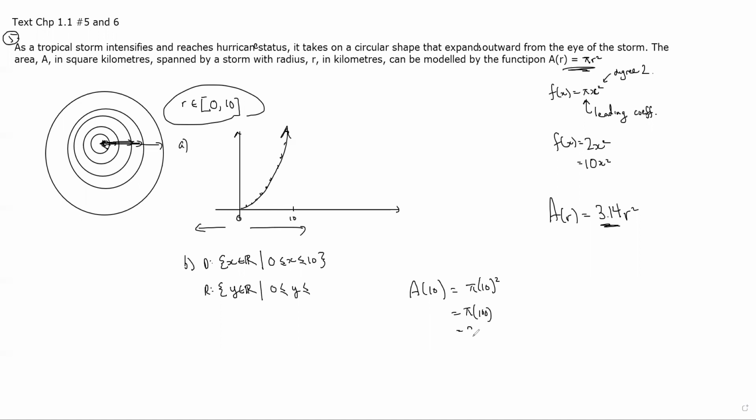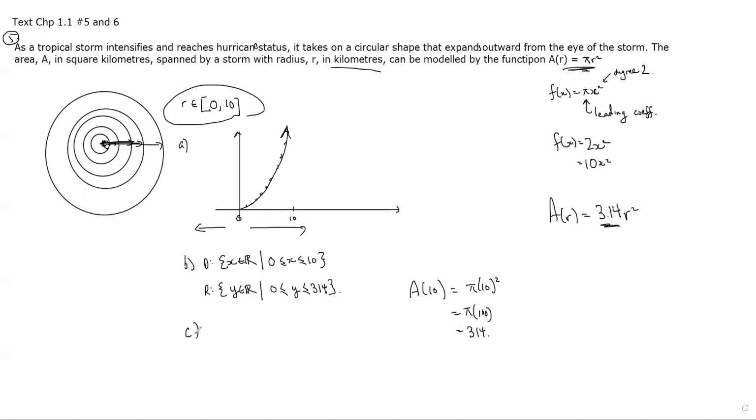I'm just going to approximate it. It would be 314.1 and so on. Okay, so let me just round it for now. The y value, in other words, the area, has to be between 0 and 314 kilometers, because that's what the textbook says, radius in kilometers.